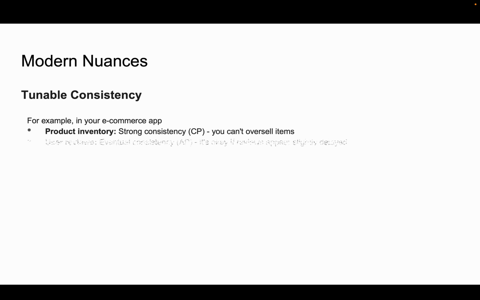Now let's understand some modern nuances here as well. So here's a plot twist. Modern systems don't just pick one combination forever. They use something called tunable consistency. Let's take an example of a shopping cart, where you have the product inventory on the website, you have the user reviews, you have the shopping carts.